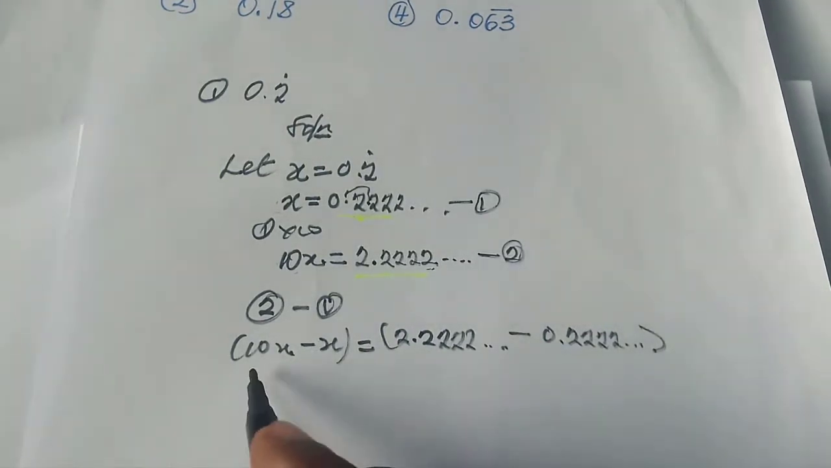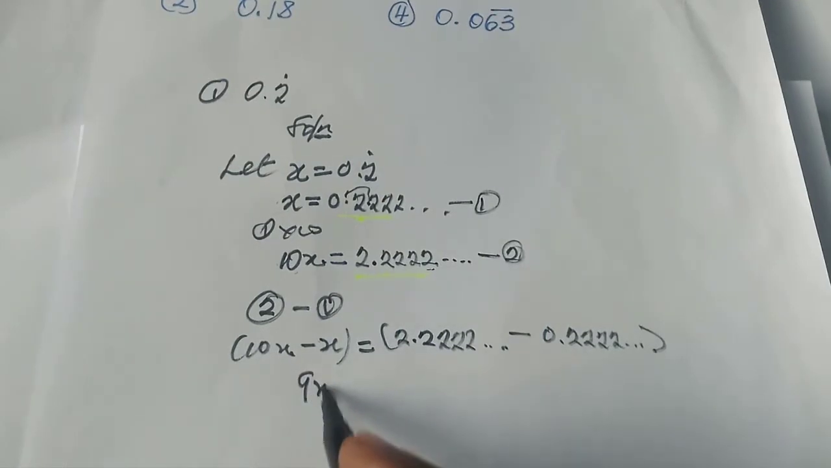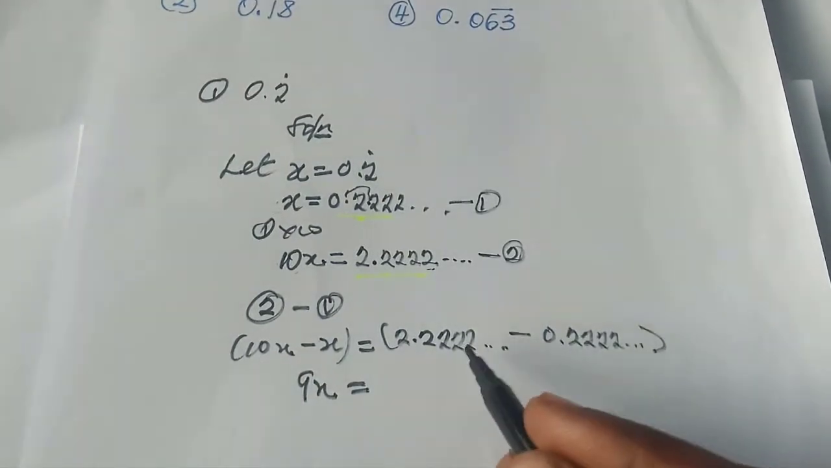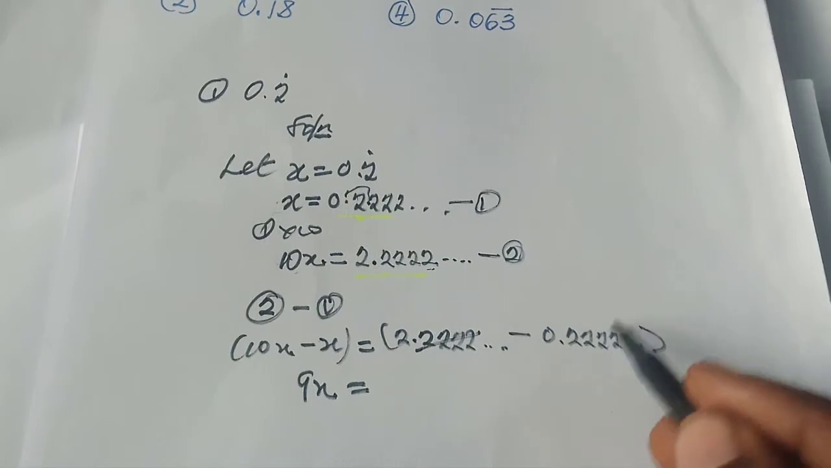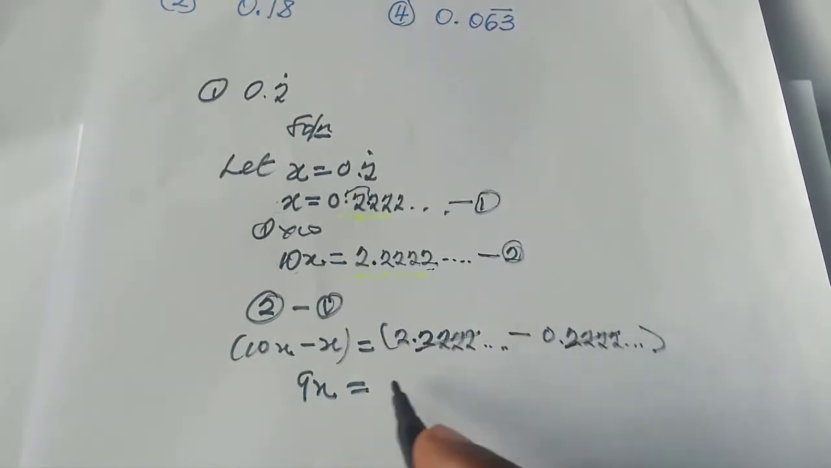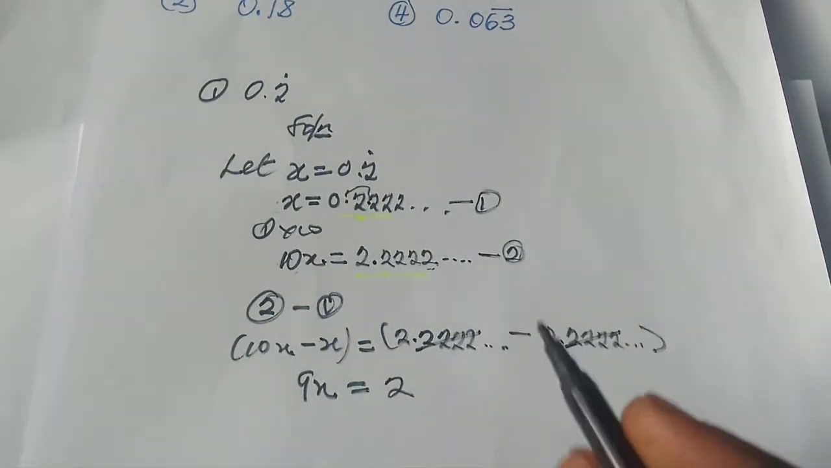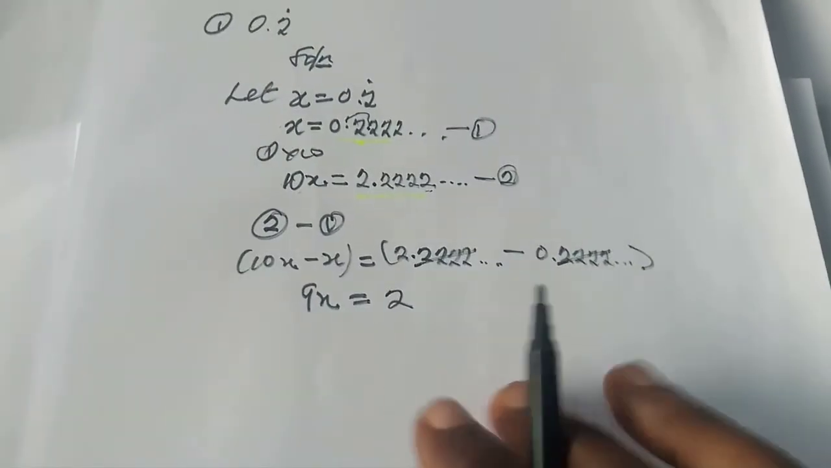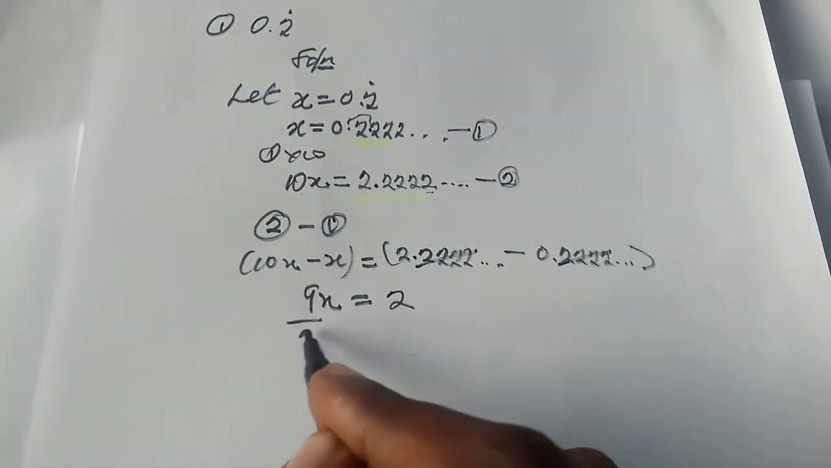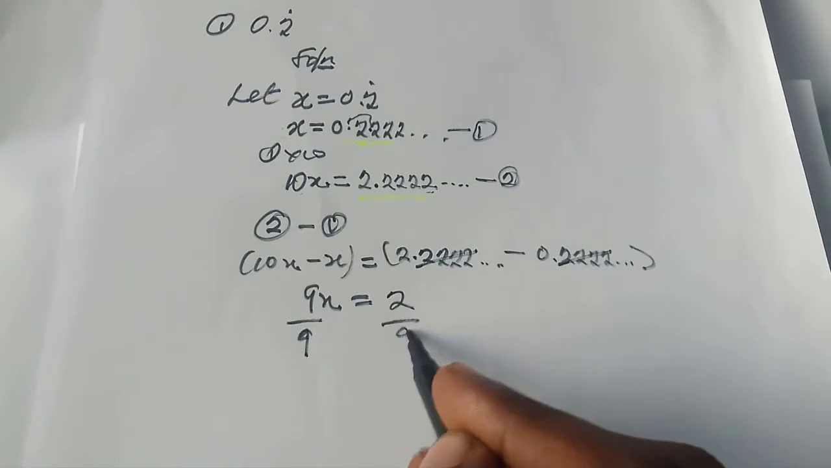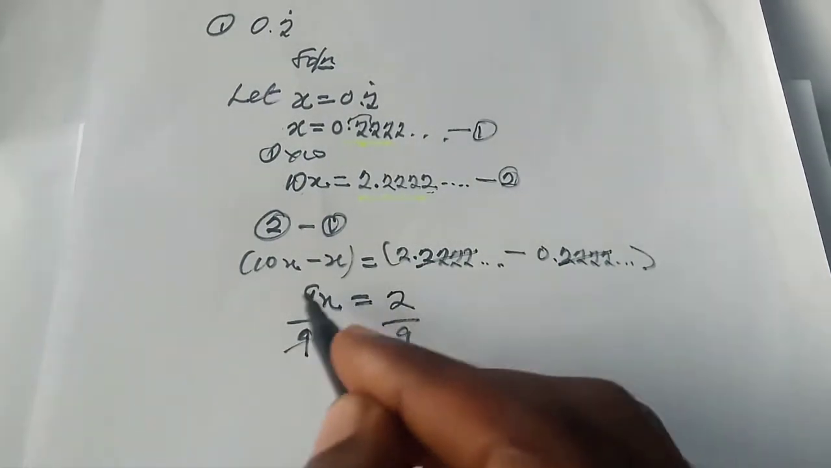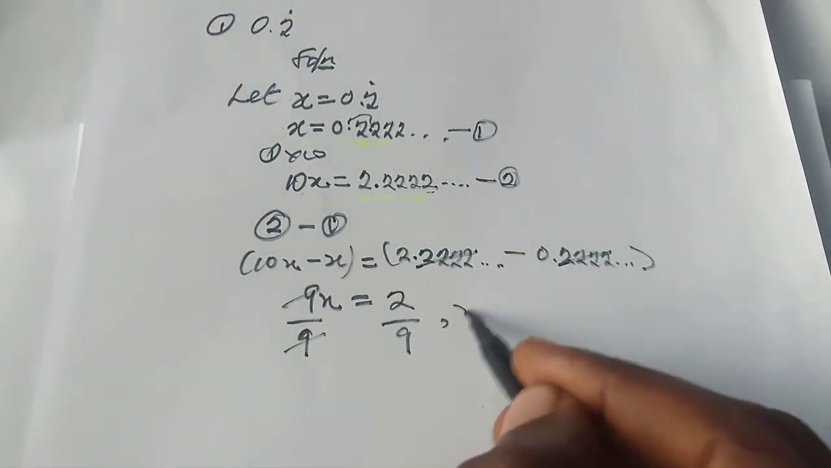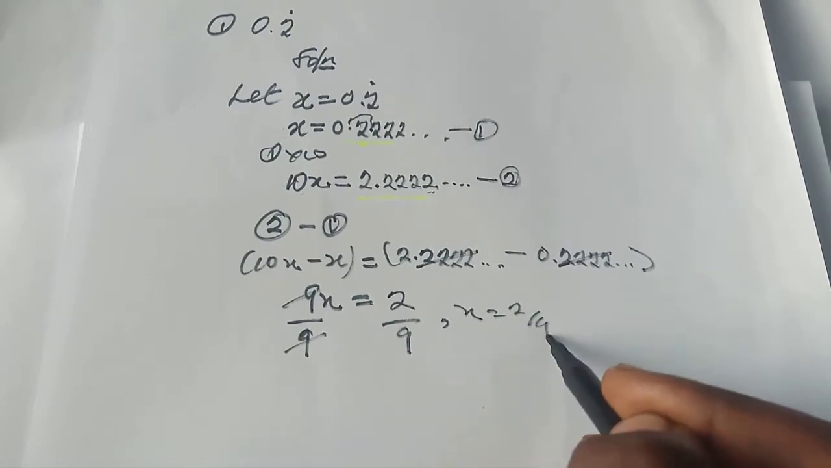Then you simplify 10x minus x will give me what? 9x is equal to, when you come here, you realize that the decimal will take care of the decimal, and you have 2 minus 0, which gives me what? 2. But we are looking for x, so what will you do? You divide both sides by the coefficient of x, and then this one takes care of this, and you are left with x is equal to what? 2/9.